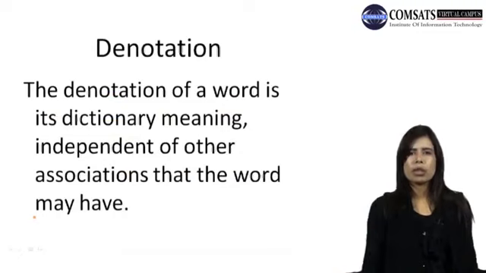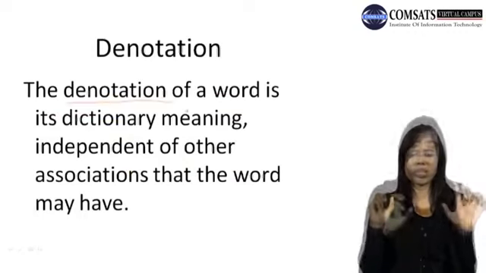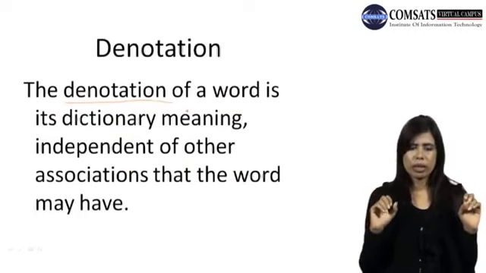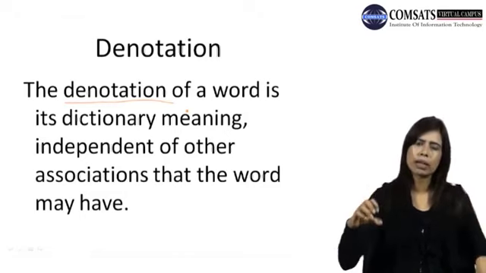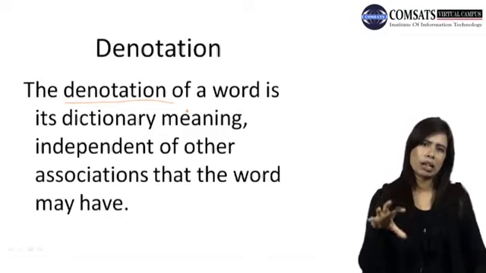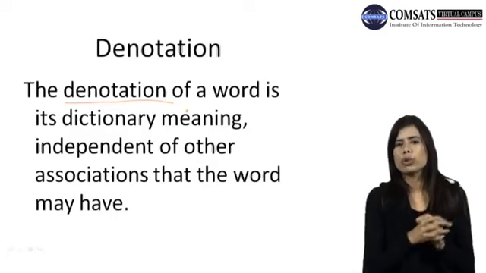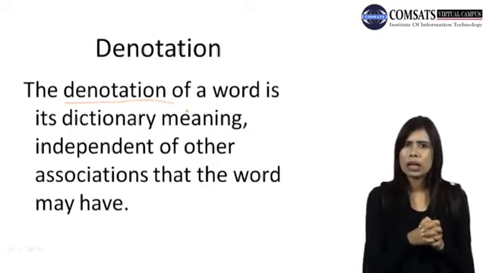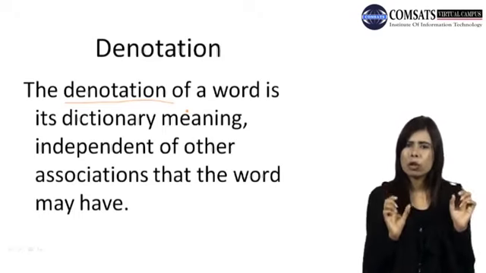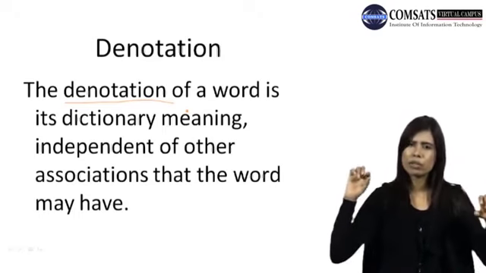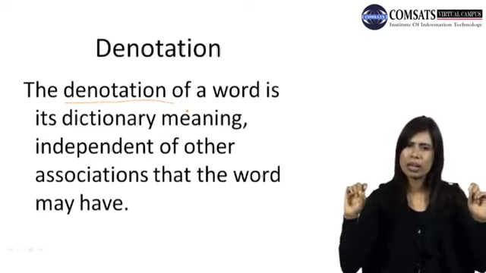Denotation, this is another terminology which is relevant to literature. The denotation of a word is its dictionary meaning, independent of other associations that the word may have. So dictionary meaning is basically independent of all the other associations associated with it. So my dear students, what you have to keep in mind while talking about the denotational meaning of the word, the meaning of the words which are present in the dictionary, or the literal meaning of any specific term, that is known as denotation.